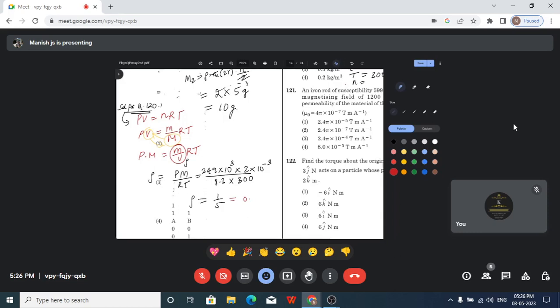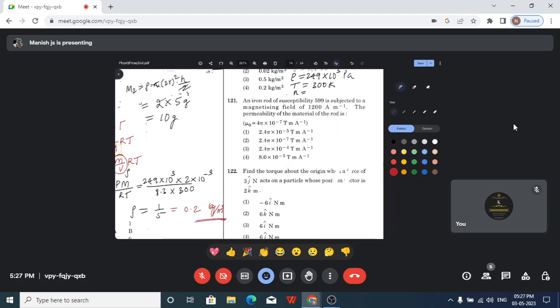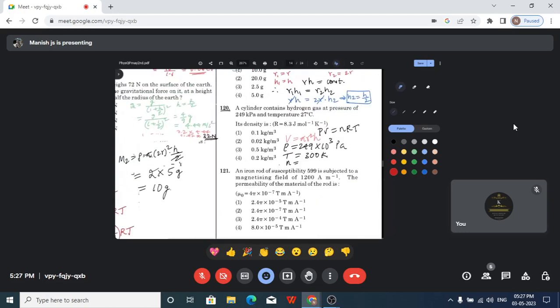0.2 then. So it is 0.2 kilograms per meter cube. So convert grams to kilograms. Okay, so that is the answer. The answer is 0.2 kilograms per meter cube. So that's how you do this question. Is that clear? Yes, sir. So now moving on. That's the approach to solve this.